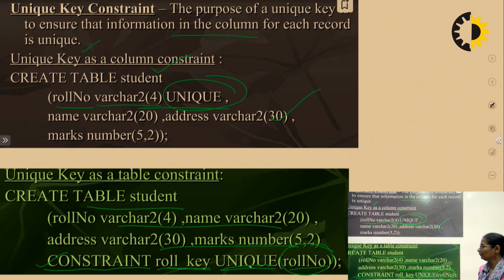What benefit you will get here? For example, I want all my fields, that is roll number, name and address, let's suppose I want them to be unique. Then in that case, instead of giving the unique keyword with each and every column, I can use this concept and I can pass multiple columns on which I want to apply the unique constraint.